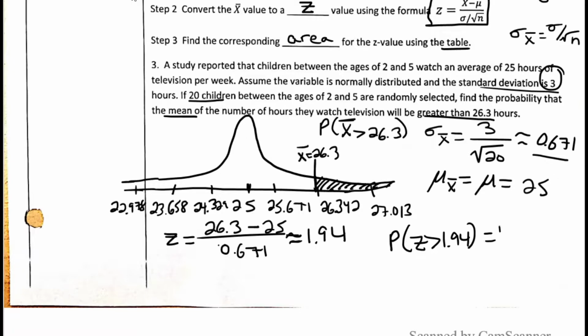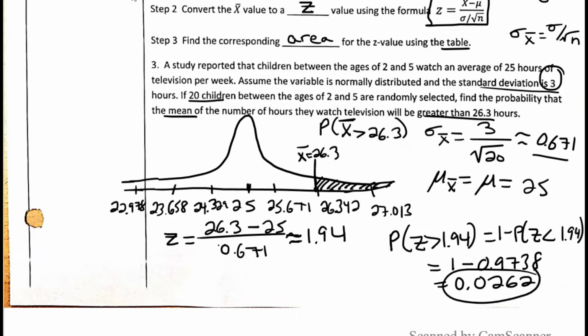In order to do that, we need to do 1 minus the probability that it's less than. If you were to look it up on the table, the 1.94, you get 0.9738. So then your answer is 0.0262. And that is a probability. So it's a very small probability that the mean of the number of hours they watch is greater than 26.3.